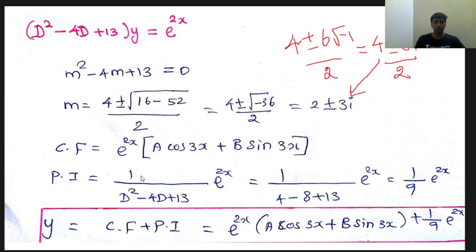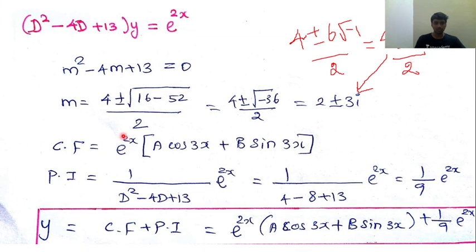So the complementary function is equal to e power alpha x, where alpha is equal to 2, into a cos beta x, where beta is equal to 3, plus b sin 3x. So the complementary function is e power 2x into a cos 3x plus b sin 3x. This is the complementary function. Then the particular integral.